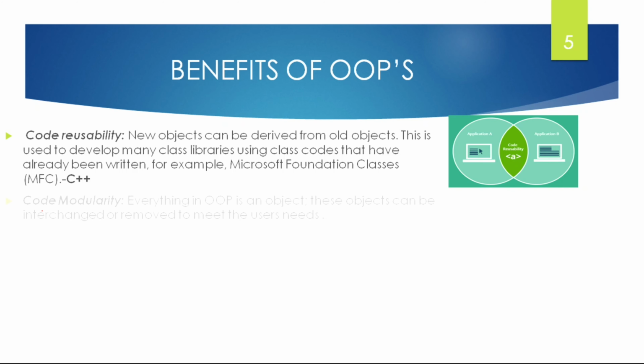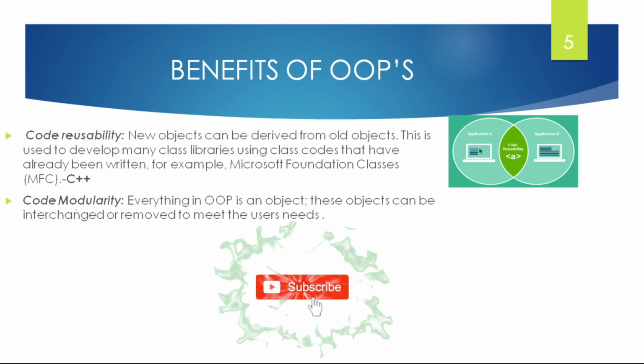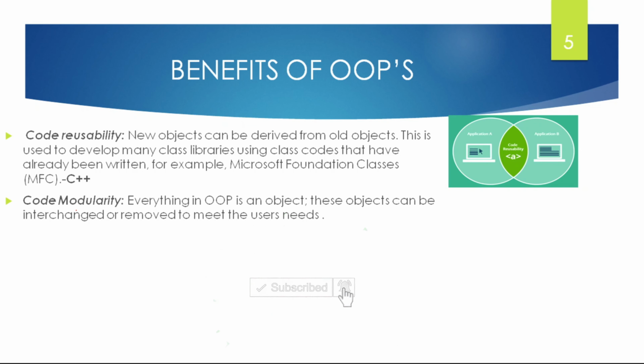And the next benefit is code modularity. Everything in OOPS is an object. So these objects can be interchanged or removed to meet the user needs. OOPS provides the modularity to interchange or remove the objects based on the user needs. So if you want to remove or interchange the content of the objects, OOPS will provide the modularity. By using modularity, you can change or remove the content of a given program.